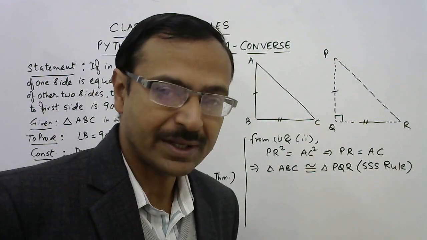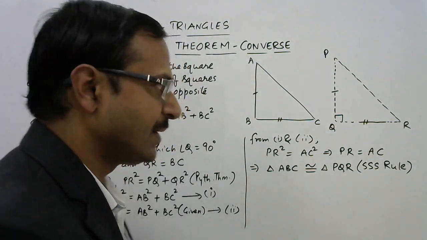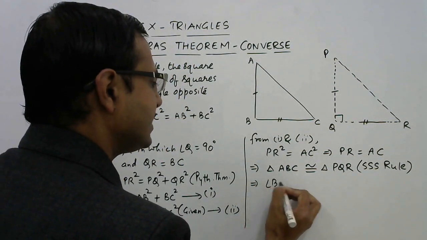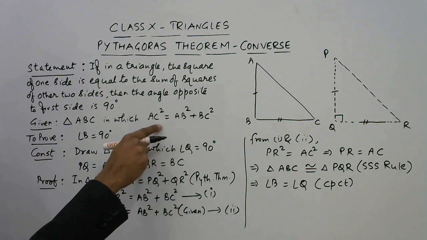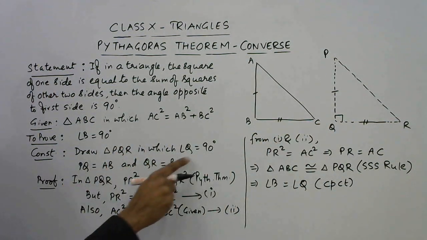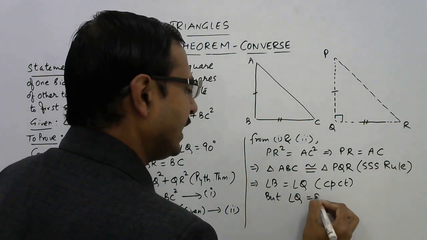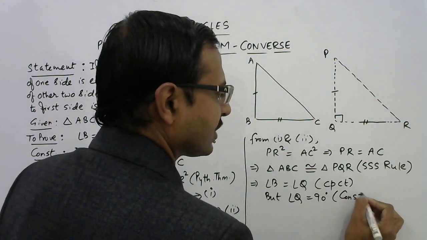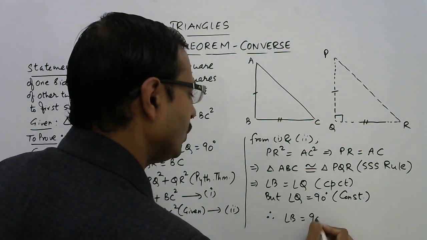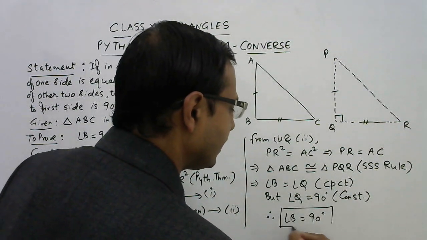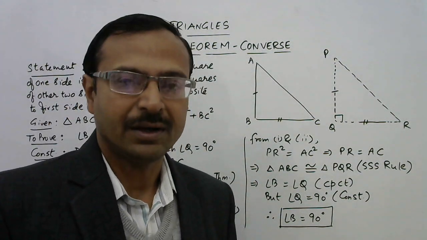And what happens when two triangles are congruent? We can apply CPCT, that is, corresponding parts of congruent triangles. That implies angle B becomes equal to angle Q by CPCT. But what is angle Q? We have drawn this angle Q in the construction as 90 degrees. This is the reason. Therefore, angle B becomes equal to 90 degrees. Now, this is the result we were required to prove in this important converse of Pythagoras theorem.